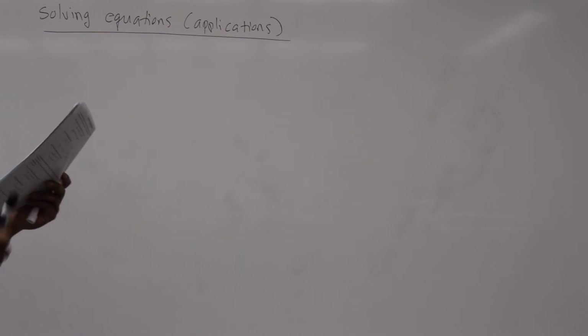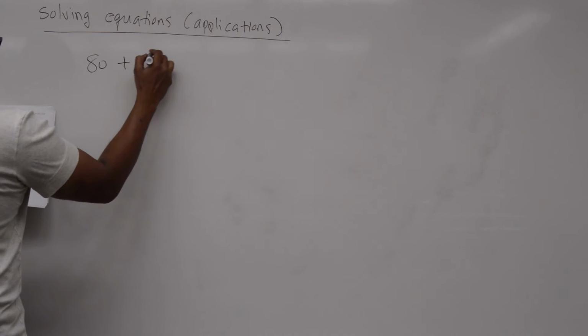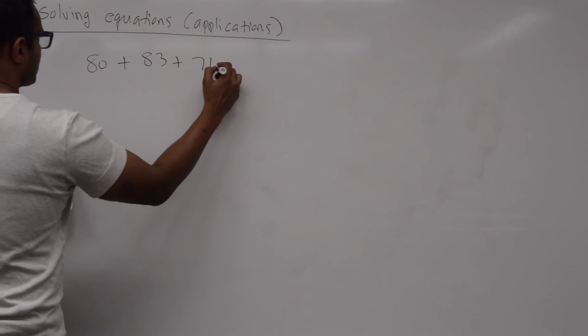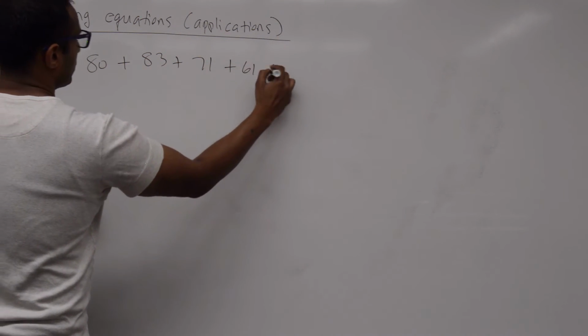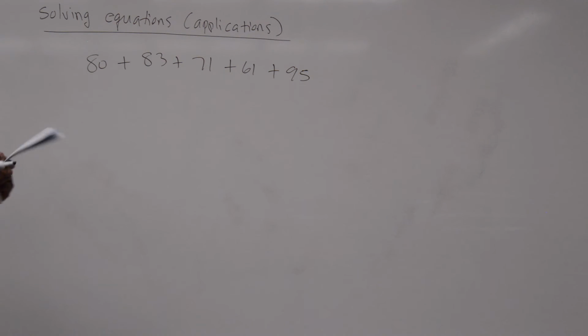Okay, so here's what we have so far. Her test scores are 80, 83, 71, 61, and 95. Now the question says, what score does she need on her final exam, which is worth 2 test grades, in order to have an average of 80%?